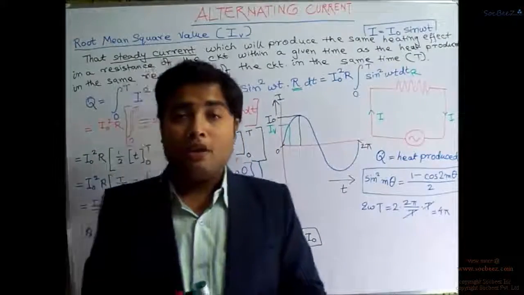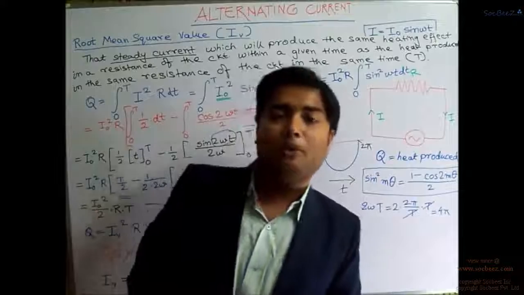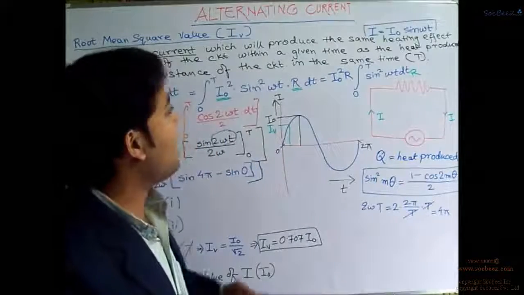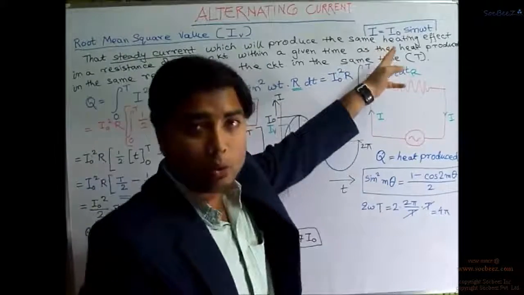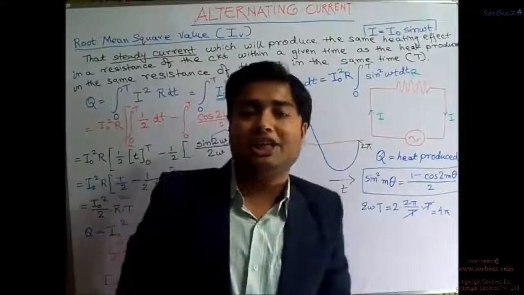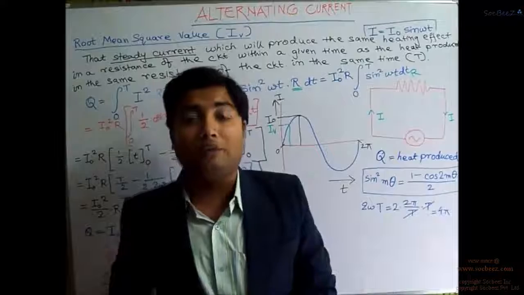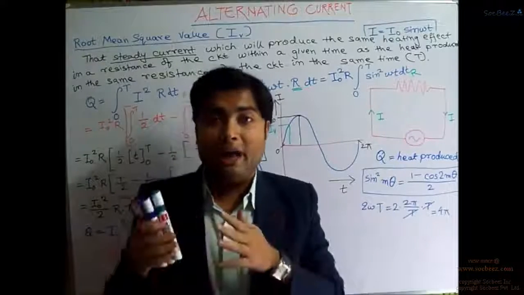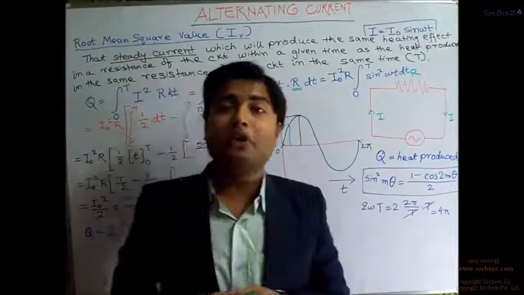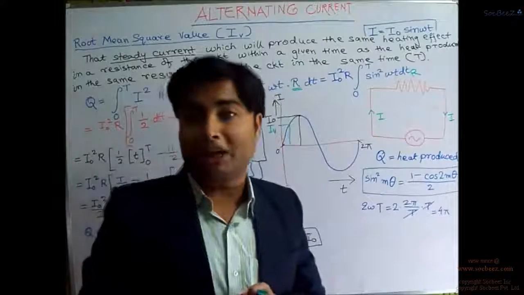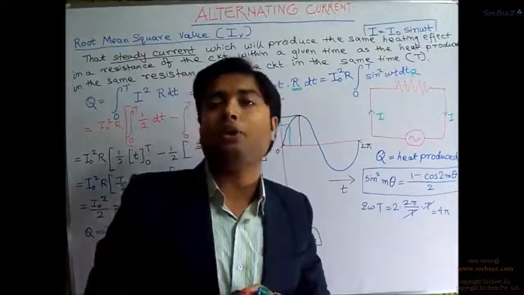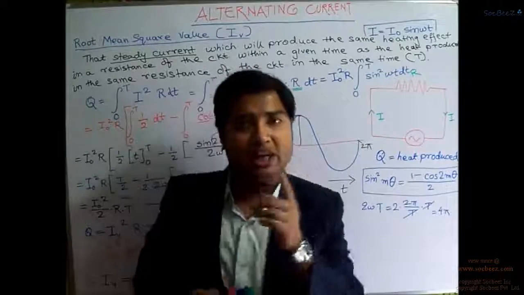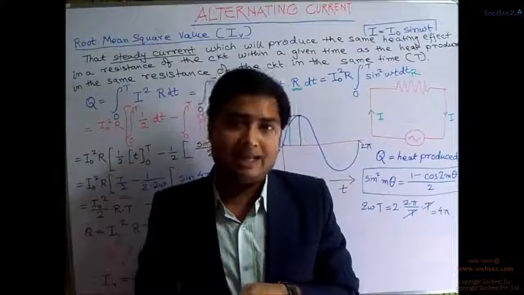Right? So in the subsequent lectures we will try to understand the relationship, as we have found this for I. In the subsequent lectures we will find out the relationship for E, or the alternating EMF, right? And what could be the graphical representation of them, and how we could find out what is actually meant by the effective voltage of an AC.